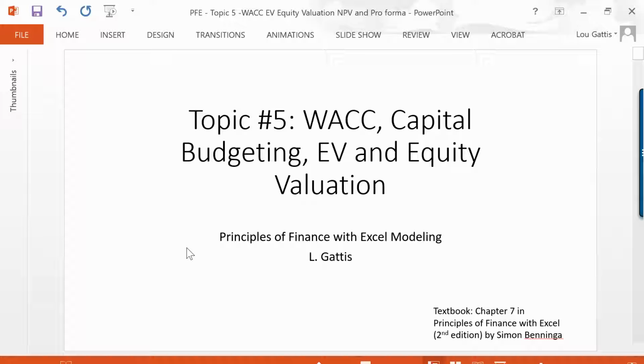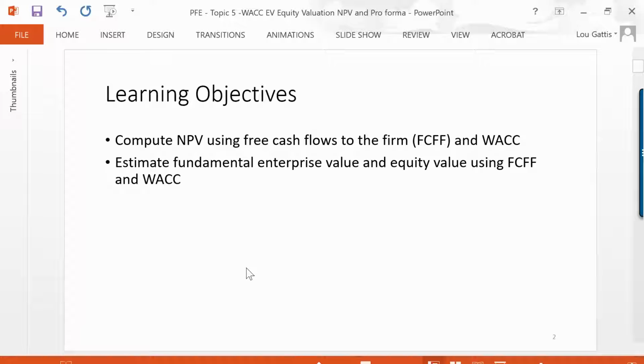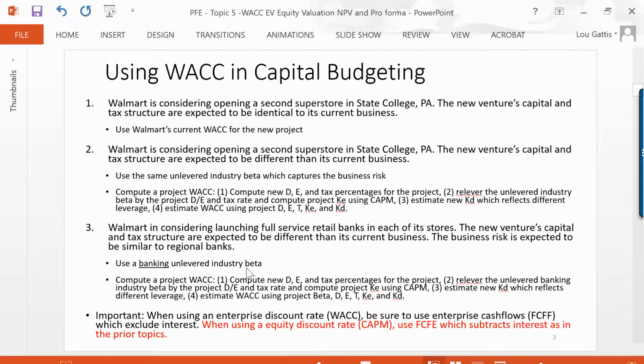Principles of Finance with Excel Modeling, copyright Lou Gaddis, Topic 5, WACC, Capital Budgeting, Enterprise Value, and Equity Valuation. In this topic, we're going to calculate the NPV using free cash flows to the firm and WACC, and estimate fundamental enterprise value and equity value using free cash flows to the firm and WACC.